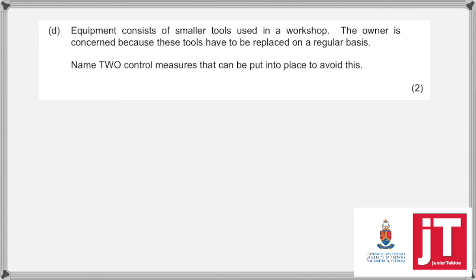Looking at our last question, equipment consists of smaller tools used in a workshop. The owner is concerned because these tools have to be replaced on a regular basis. So it's costing the business, the company, money. So name 2 control measures that can be put in place to avoid this. Please take note how internal control is incorporated into all the different topics. So here we're specifically asking you to name 2 control measures that we can put in place to prevent this from happening, where we need to replace our tools on a continuous basis.